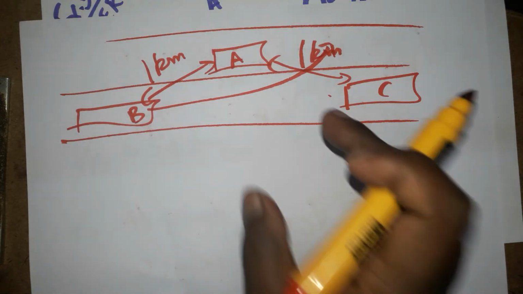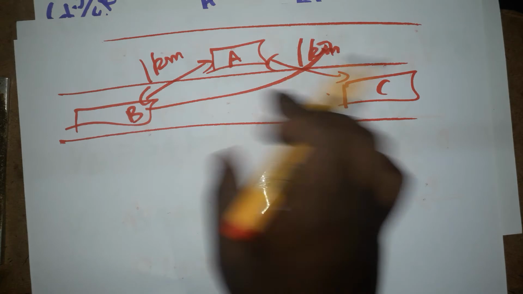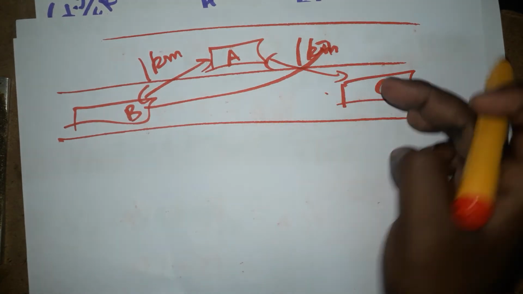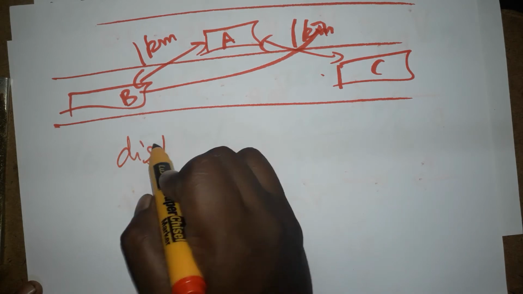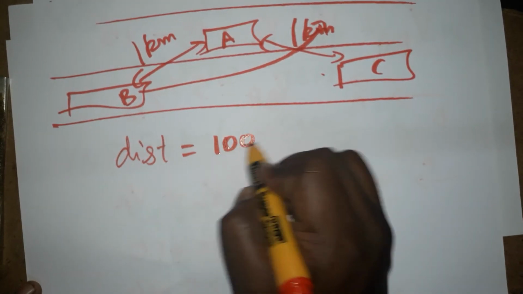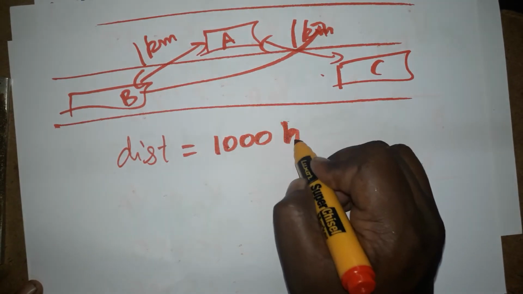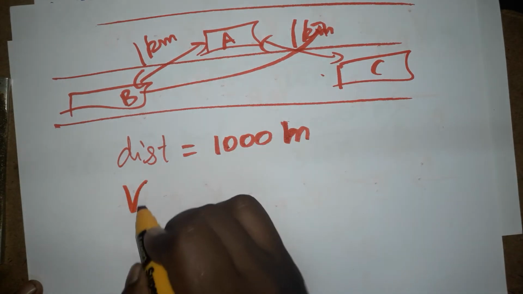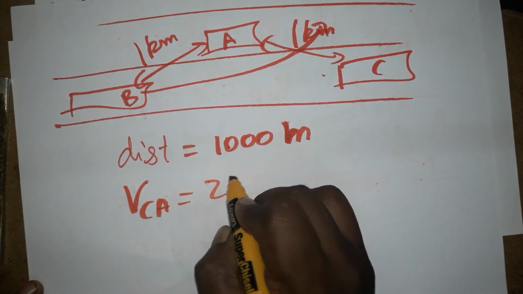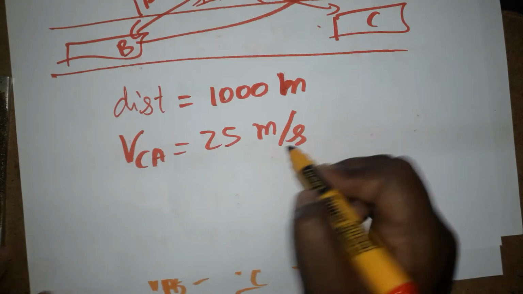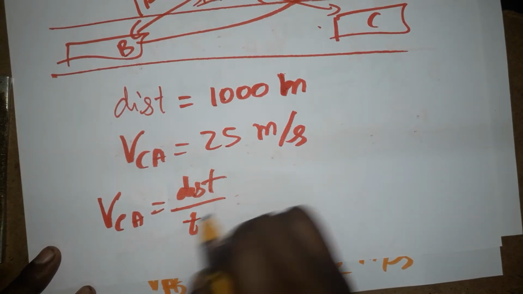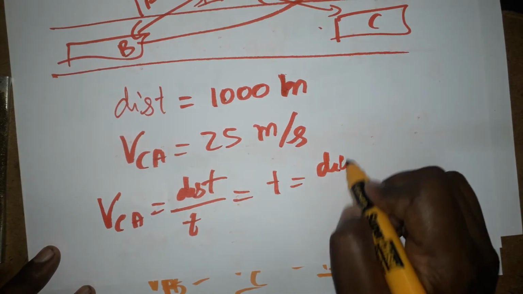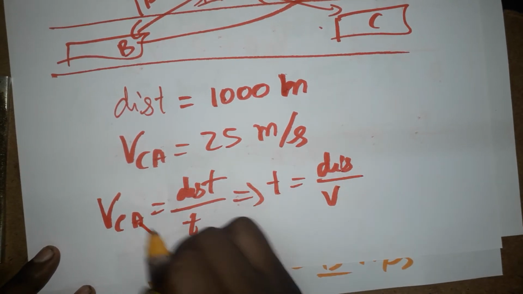First I am calculating how much time it will take for A and C to come closer. The distance is 1 kilometer, which is 1000 meters. The relative velocity of C with respect to A is 25 meters per second. Velocity is equal to distance by time, so time is equal to distance by velocity.